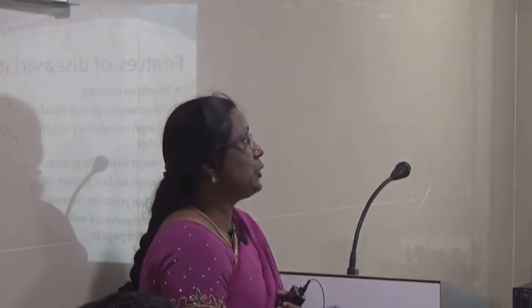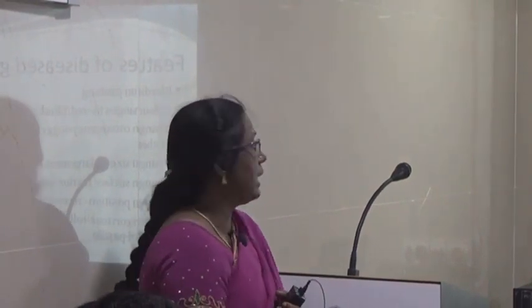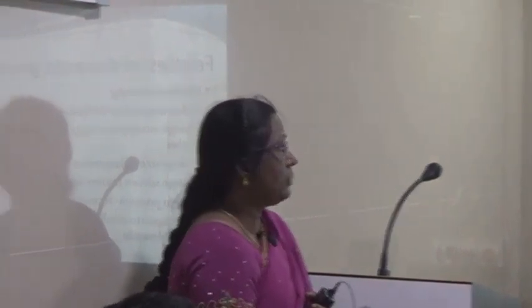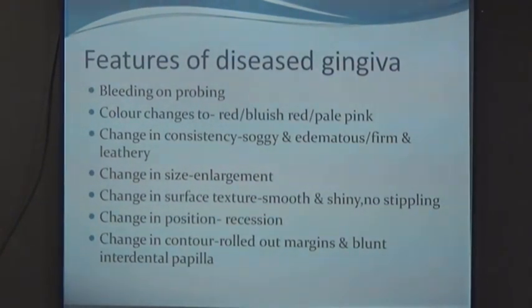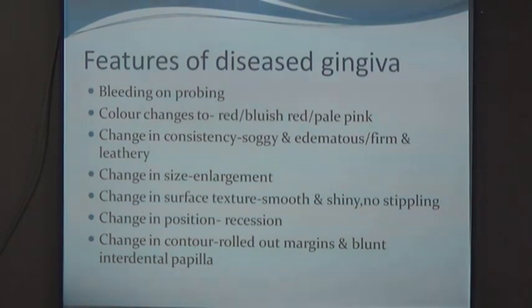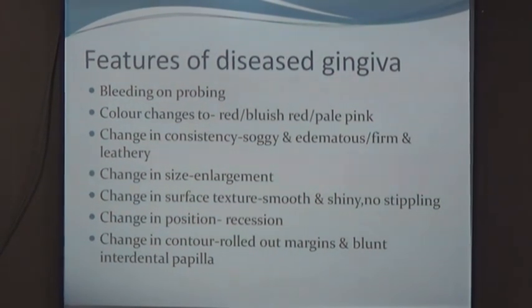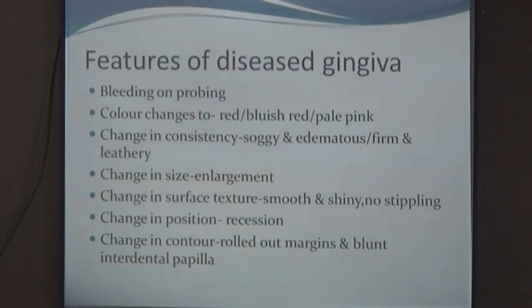In any diseased gingiva, the color will be changed, there will be bleeding on probing, consistency will be edematous, and changes in size, there will be an enlargement, surface structure will change, position will change and contour. Usually, the margin of the gingiva will be knife-edge. When there is inflammation, it will be rolled out.